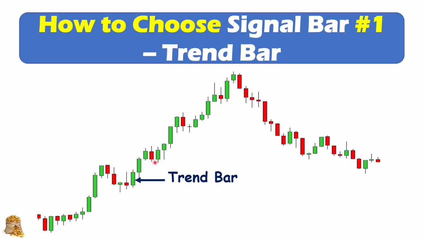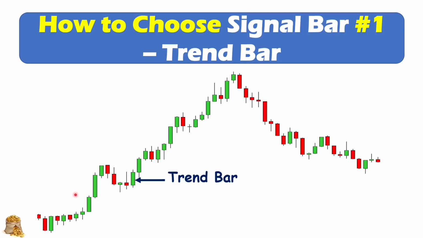After the pullback here, you can also see that this bull bar is also a very good signal bar. The body is roughly 60% of the candlestick, and then it goes up and then pulls back, and also this bar, roughly 60% of the whole candlestick. So you can see that the trend starts with a trend bar.